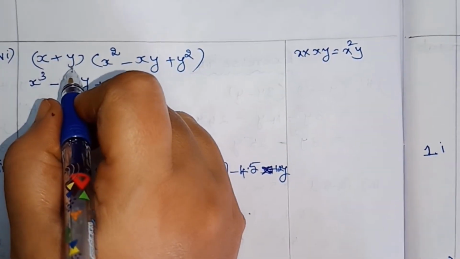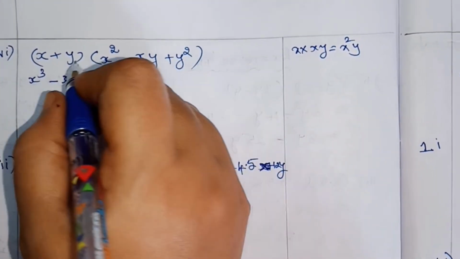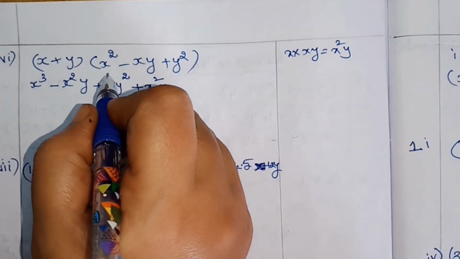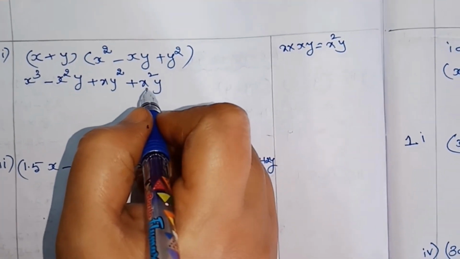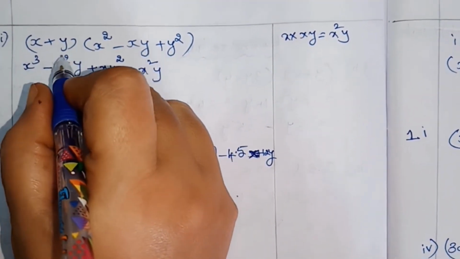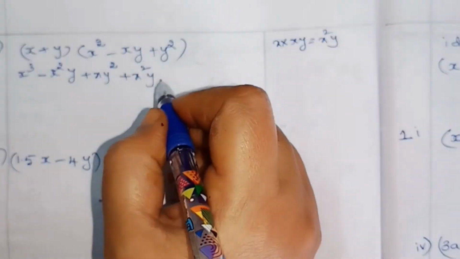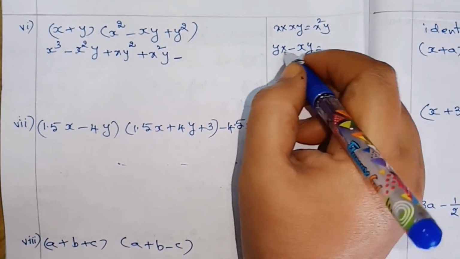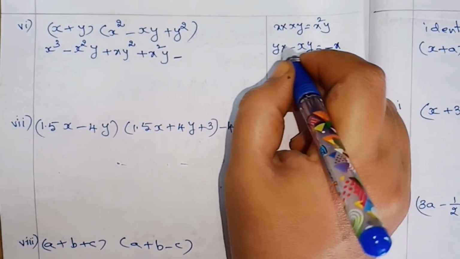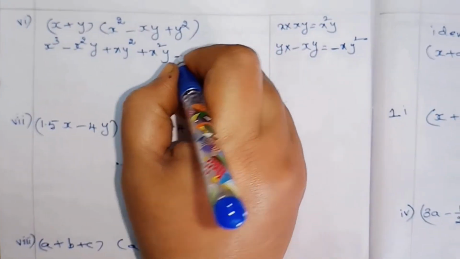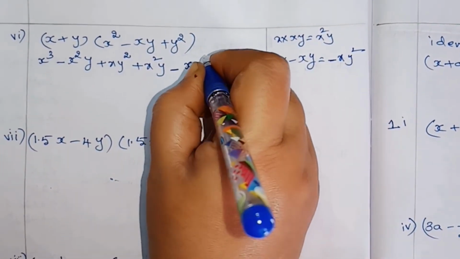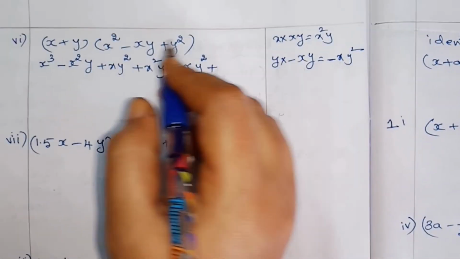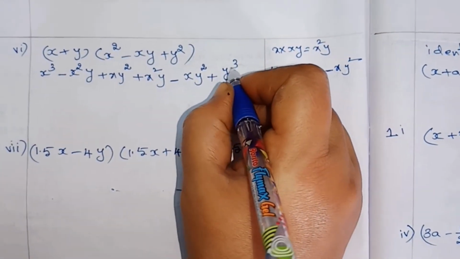Now take this y, multiply this algebraic expression. Y into x square is x square y. You won't write it as yx square. Always we write x first, then we write y. So we write it as x square y. Plus into minus is minus, so y into minus xy is minus xy square. Plus into plus is plus, y into y square is y cube.